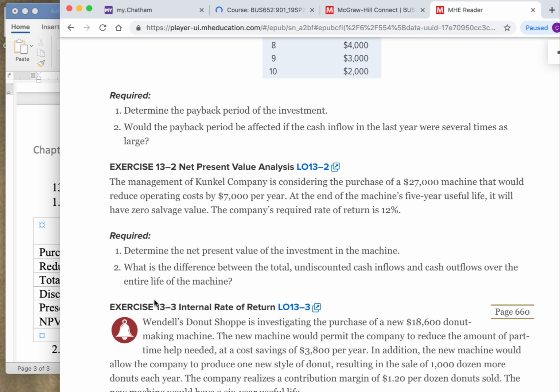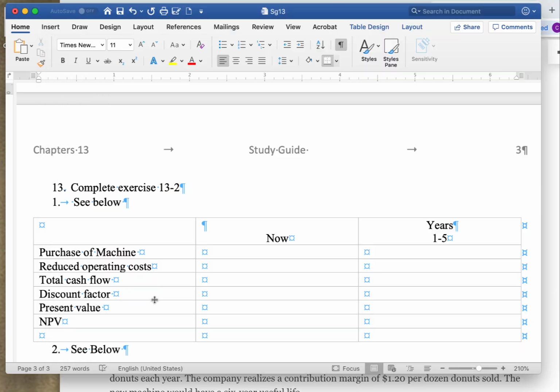Okay, we want to know what is the NPV, and they tell us that the required rate of return, that hurdle rate, is 12%. So first thing we need to do is figure out what's the NPV of the investment, and then we need to figure out what's the difference between the total undiscounted cash inflows and cash outflows over the entire life of the machine. Okay, so let's just figure it out now.